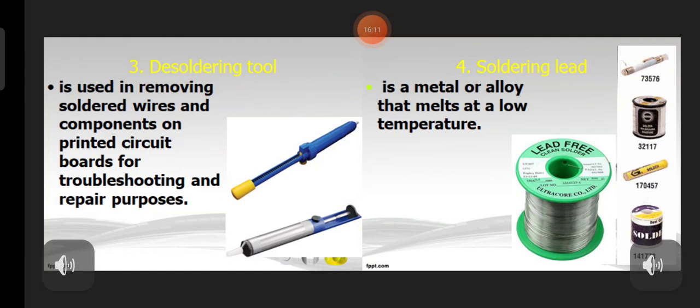The soldering tool is used in removing soldered wires and components on printed circuit boards or PCBs for troubleshooting and repair purposes. The soldering lead is a metal or alloy that melts at a low temperature.